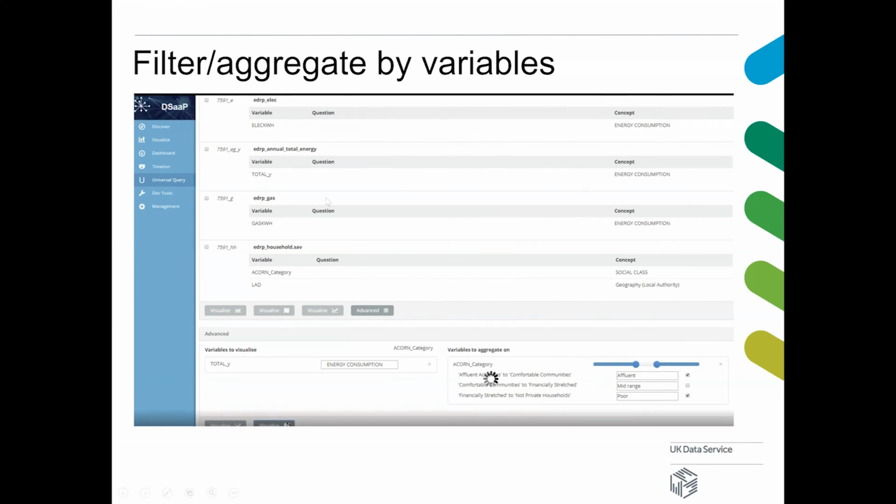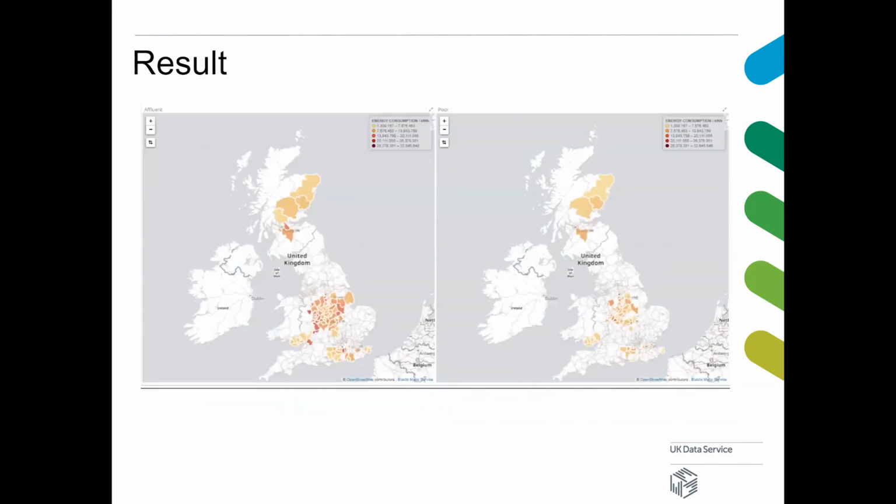I've missed out all the steps here, but essentially the variable that you want to visualize would come from an energy data set, which has an aggregated variable already for energy consumption. The variable you want to act on is ACORN category, which is a socio-economic variable, and you can define what bands of that variable you're particularly interested in. So essentially you're dragging and dropping two different variables from two different data sets to perform a particular research query. Having done that, those are the results you would end up with, which show the energy consumption for the affluent range on the left-hand side and the energy consumption for the socio-economic class defined as poor on the right-hand side.